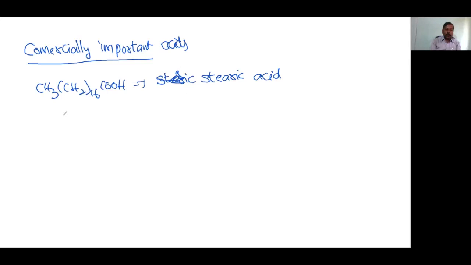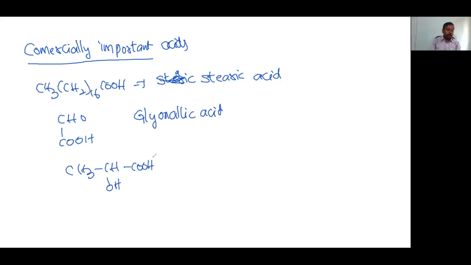Okay, and if one side it is CHO and another side it is COOH, then it is called glyoxylic acid. If both are COOH, then it is oxalic acid. But if only one side is aldehyde and the other side carboxyl, then it is called glyoxylic acid. Okay, CH3, CHOH and COOH. It is very important for optical isomerism. Then it is called lactic acid.